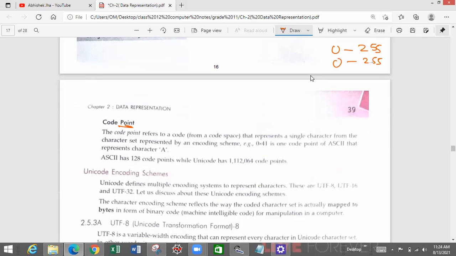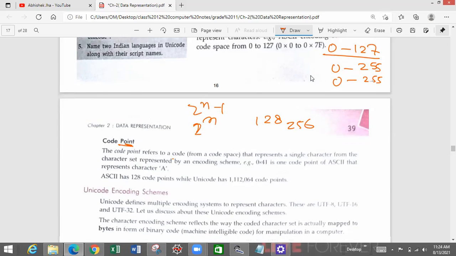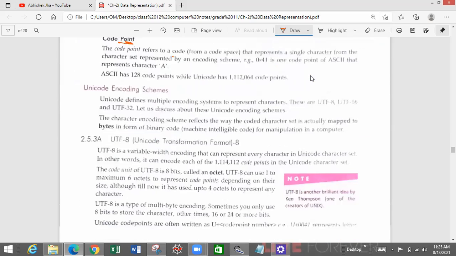Now, what is a code point? It is the total number of values that it can represent. It refers to a code that represents a single character. So how many codes are there in ASCII? In ASCII, there are a total of 128 codes, which start from 0 and go up to 127, total 128. For extended ASCII, we have 256 code points. So remember that code space is 2 to the power n minus 1, and code points are 2 to the power n, always, for an n-bit number.